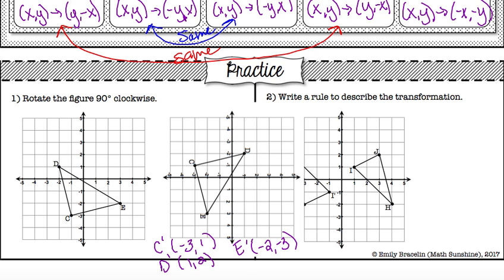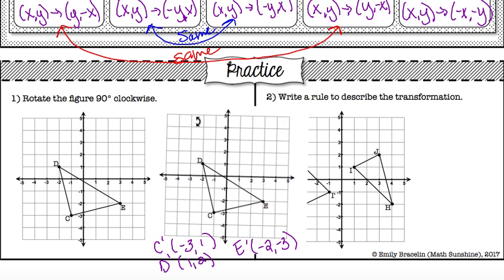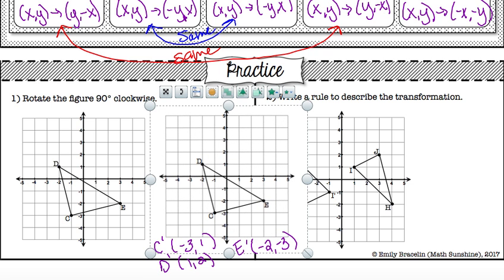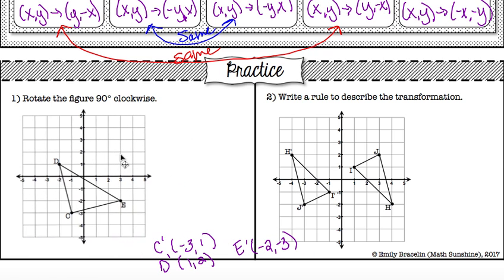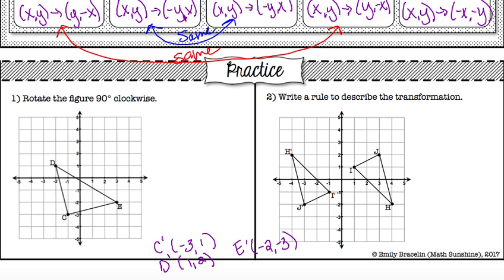And then we are going to turn this right side up again, and we will plot those points. So C prime is -3, 1. D prime is 1, 2. E prime is -2, -3.